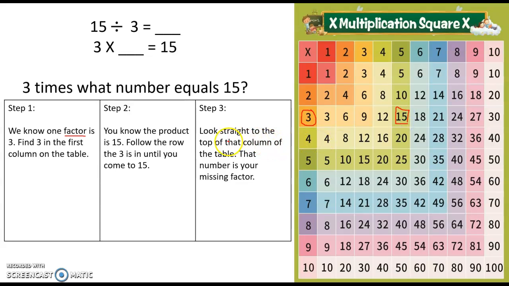Now we just look straight up to the top of that column of the table, and that's the missing factor. So 3 times 5. So 15 divided by 3 is 5, or 3 times 5 equals 15.